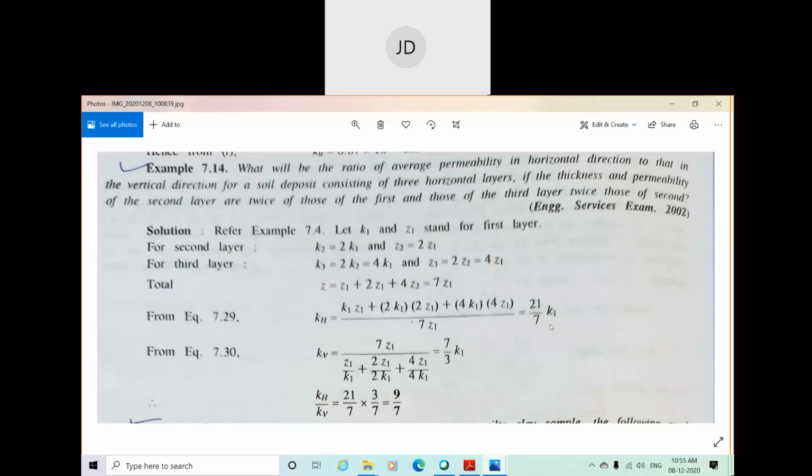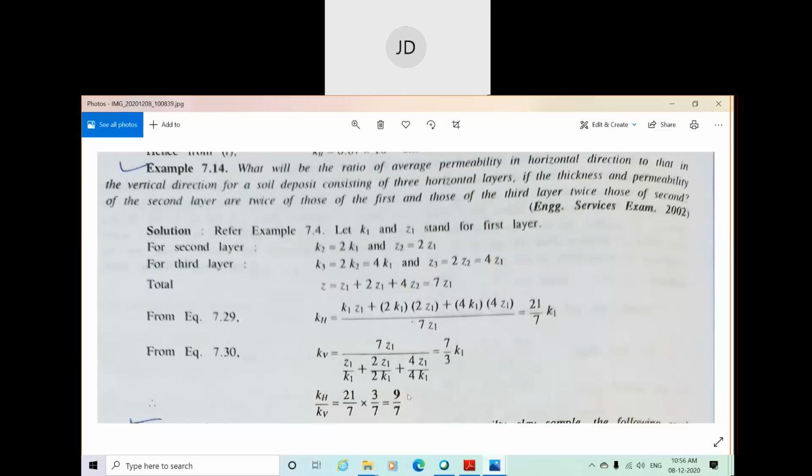Same way, you can find the value of Kv, the coefficient of permeability in the vertical direction, when the flow is perpendicular, in the Z direction. By putting in the values, you will get the value. You just try by yourself. After getting this value, you just find the ratio Kx by Kv, and finally you will get the value. Write this down in your notes and try to solve this problem.